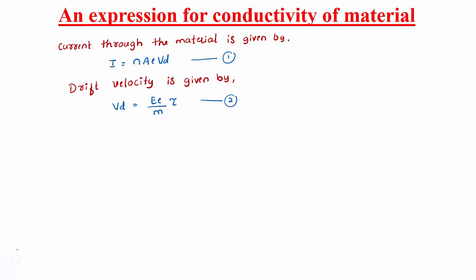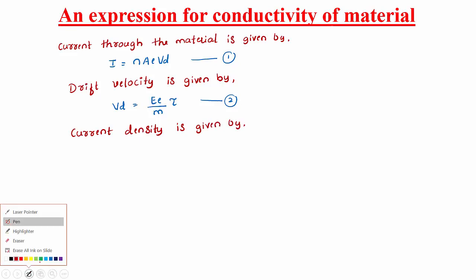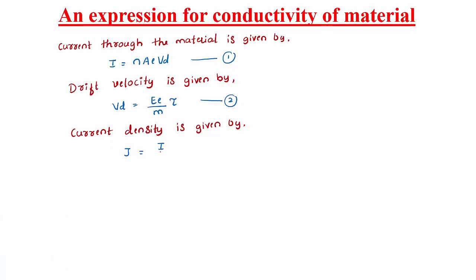Then I am going to take a third term, that is current density. Current density is the ratio of electric current per unit cross-sectional area. That means current density is denoted by J, the electric current flowing per unit cross-sectional area, so we can take it as J equal to I divided by A. Let us take it as equation number 3.